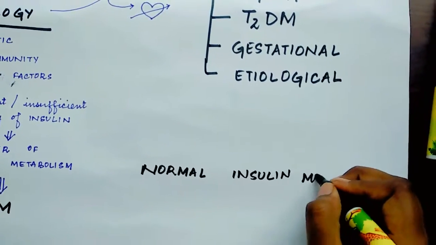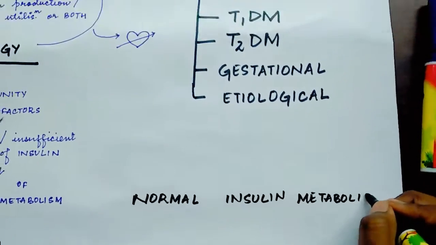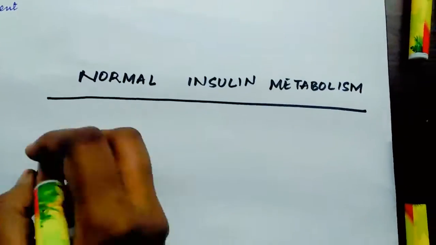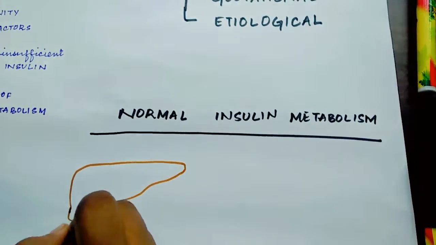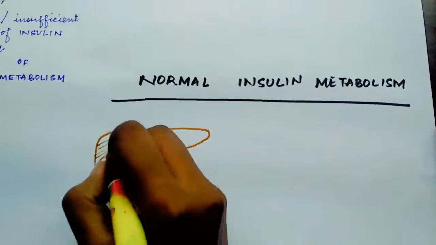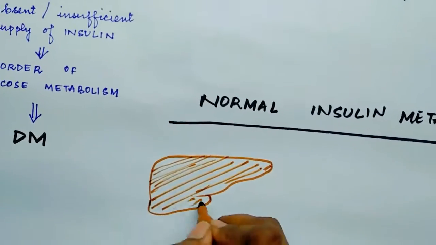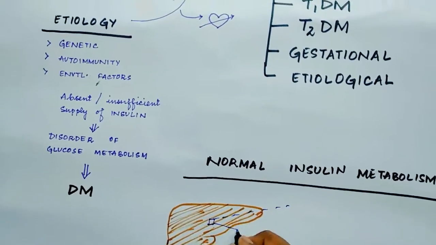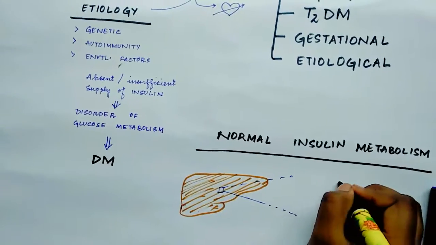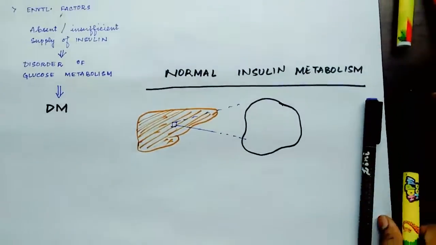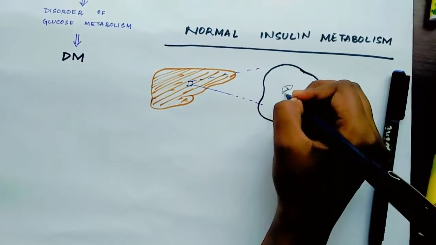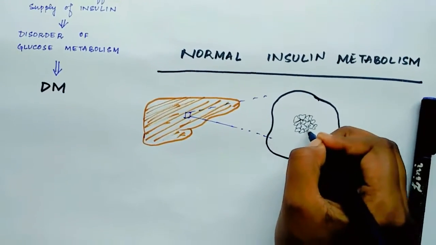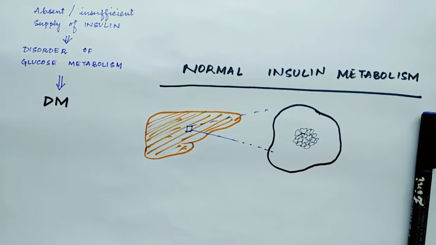Now, talking about normal insulin metabolism, insulin is a hormone produced by the beta cells in the islets of Langerhans of the pancreas. Under normal condition, insulin is continuously released into the bloodstream in small pulsatile increments, with increased release when food is ingested. Insulin lowers blood glucose and facilitates a stable normal glucose range of approximately 70 to 120 mg per dl. Insulin promotes glucose transport from the bloodstream across the cell membrane to the cytoplasm of the cell.